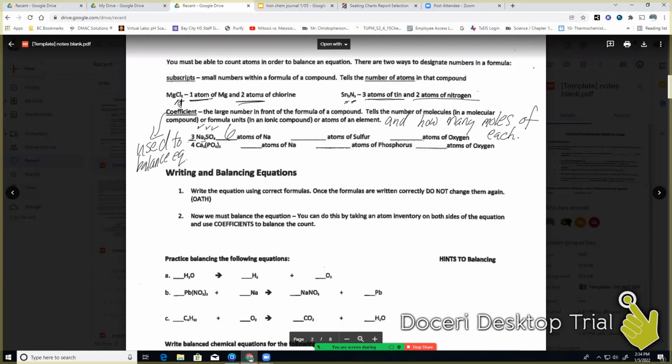Sulfur doesn't have a subscript, so we assume it's a 1. So 1 times 3 would give me 3 atoms of sulfur. And finally, my oxygen has a 4. So 4 times 3 would give me 12 atoms of oxygen.